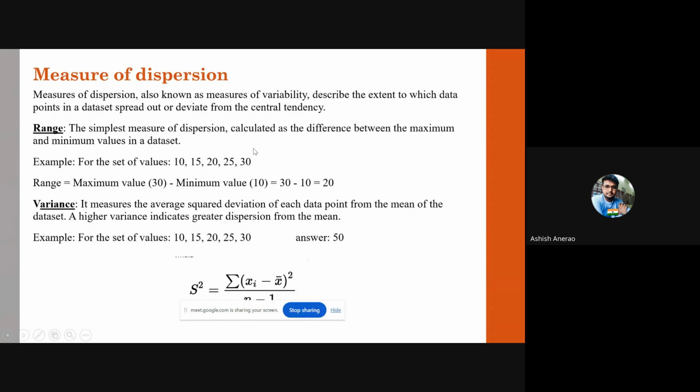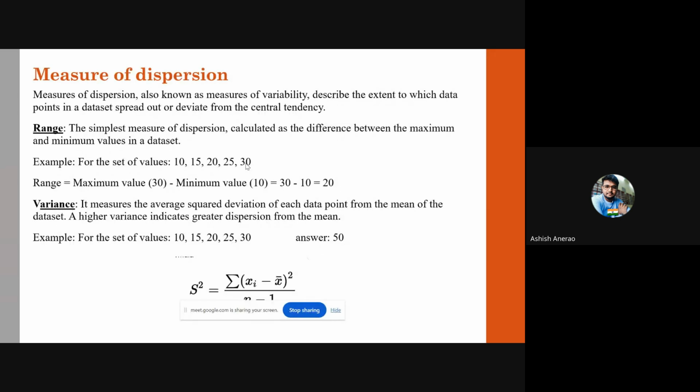So see here in this example, the maximum value is 30 and the minimum value is 10. So the difference between 30 and 10 is nothing but 20. So here the range is 20.